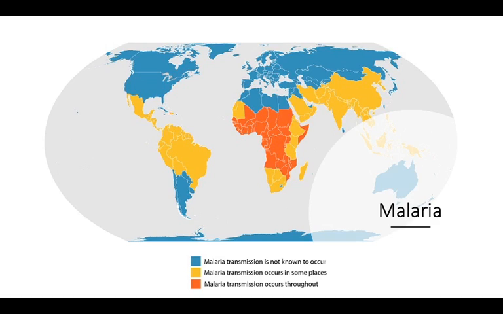And you can see from this map here that probably parts of Africa are the most affected, followed by other countries which sort of lie along the tropics. So warm, humid climates in tropical regions are where malaria is most endemic.